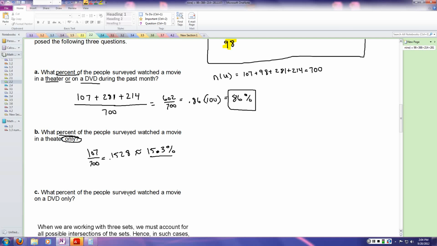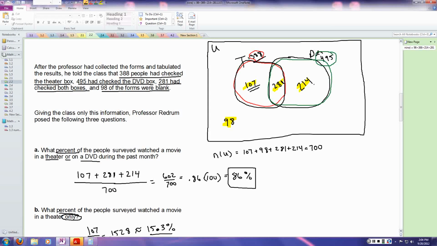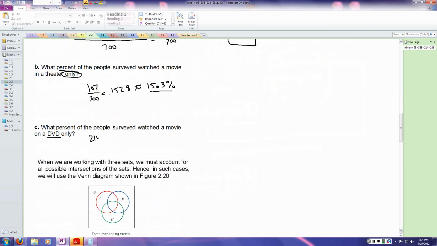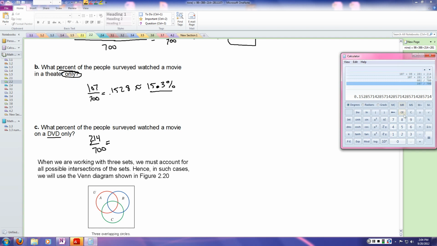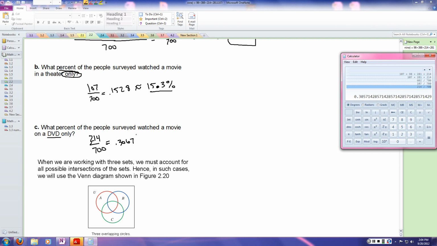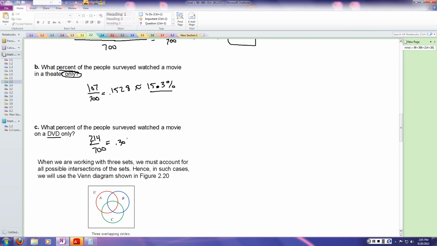What percent of people surveyed watched a movie on DVD only? So now I'm looking for the percent that only watched it on DVD, which would be 214. So I'd have 214 divided by 700. So then I go back and I do 214 divided by 700. I think it was 0.3057, so that's approximately 30.6%.